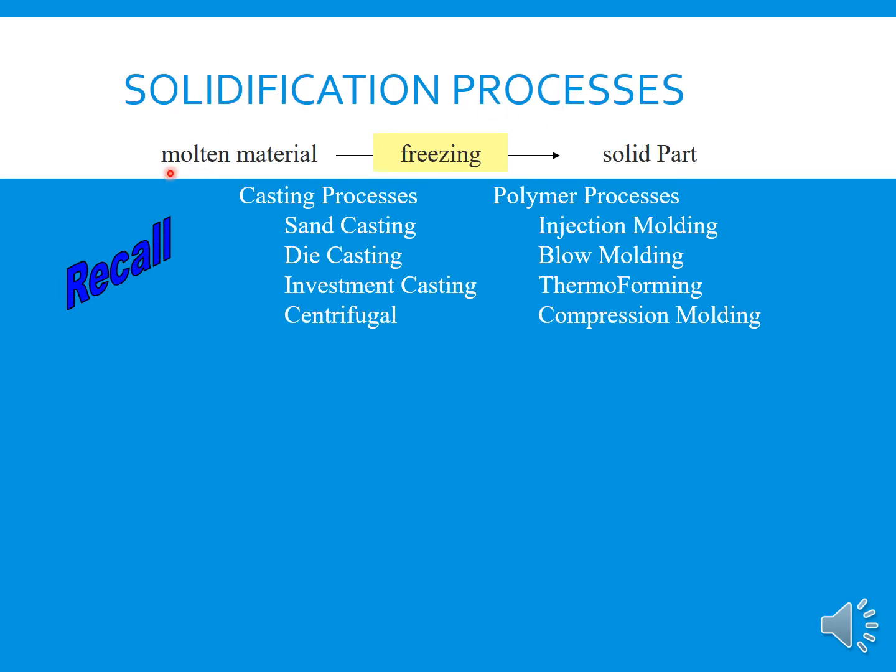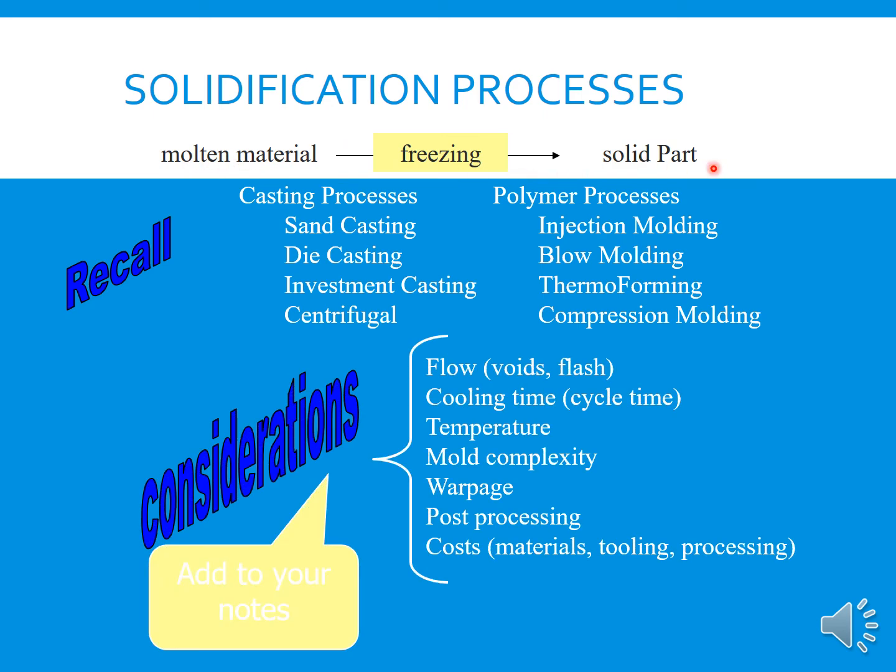Solidification process, automated material, phasing, and solid part. Okay, we call this process solidification. We have a casting process. Under the casting process, we have sand casting, die casting, and glass casting. Okay, there are also polymer processes under this solidification process.